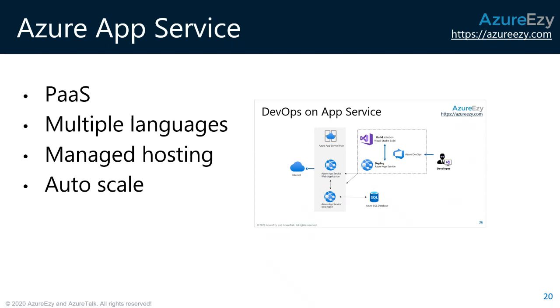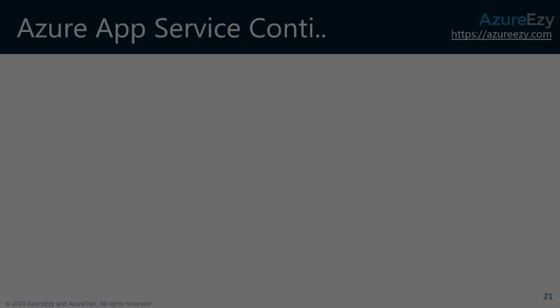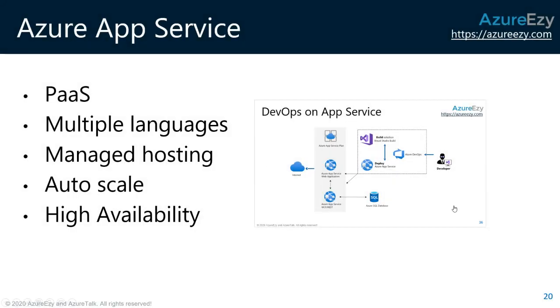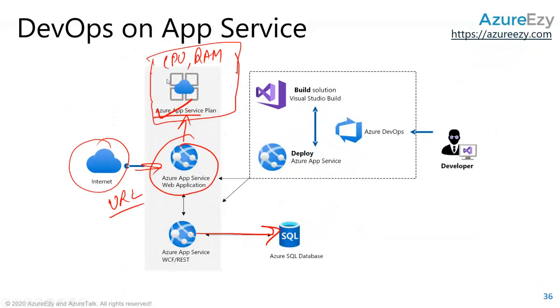Autoscale, as I said, just like virtual machine, it also supports autoscale just like any other Azure resources. And there are certain other things which are there. App service, as we have seen on the previous slide, is a hosting place for your service.